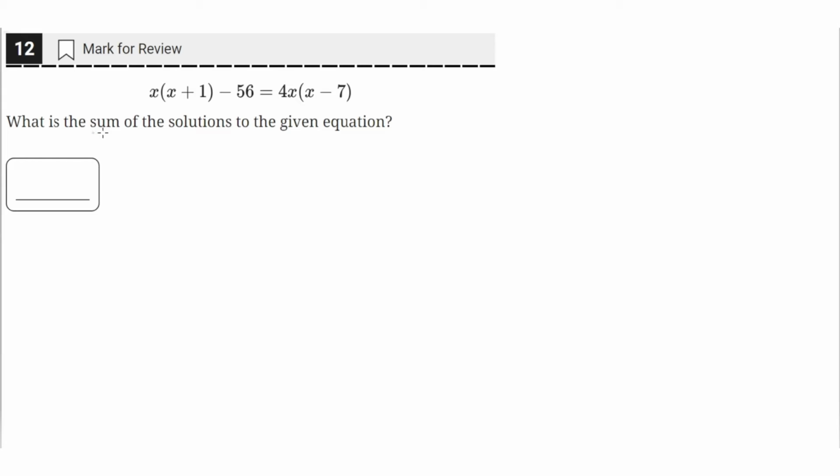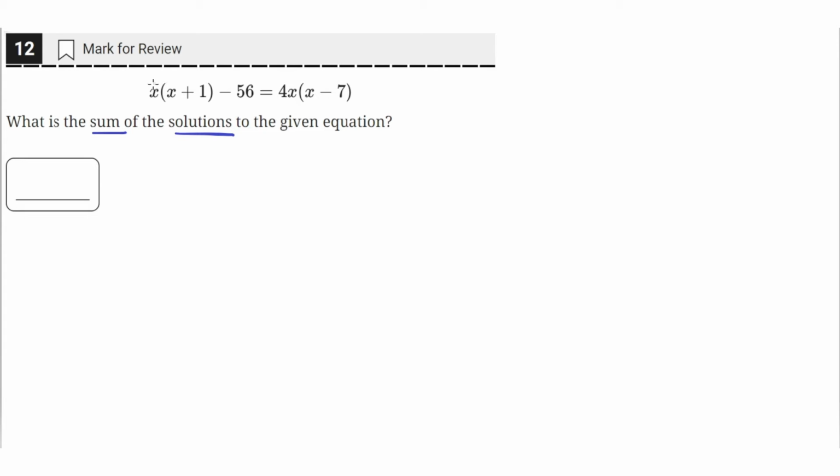What is the sum of the solutions to the given equation? So we have this equation here, and we need to find values of x that satisfy this equation, which really means we need to find values of x that when we plug in, both sides of the equation will stay equal. So we can solve this by first moving everything to one side.